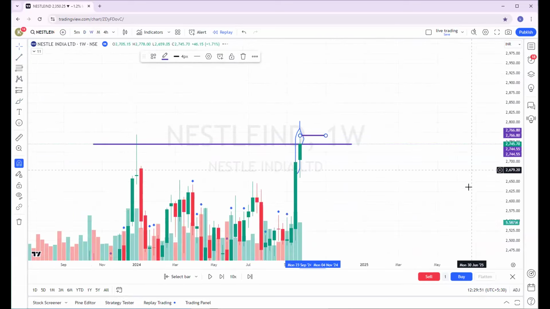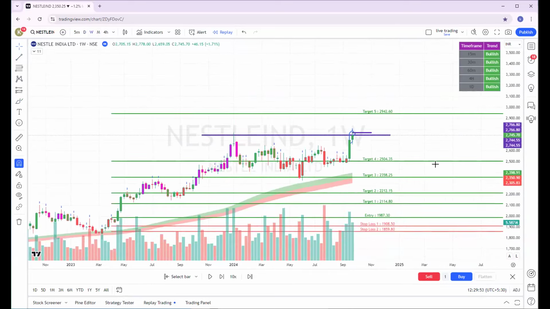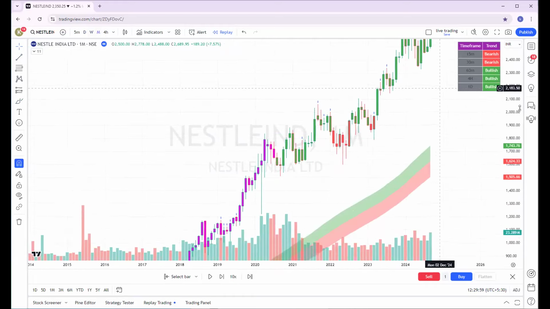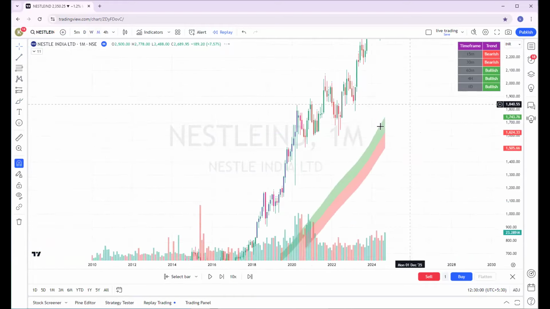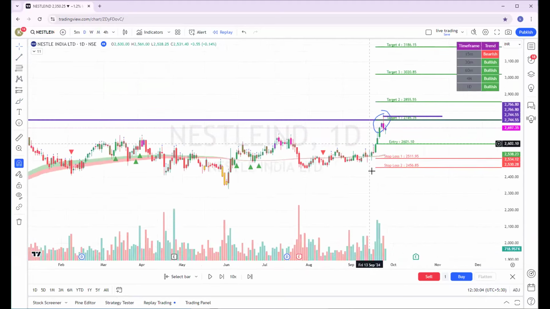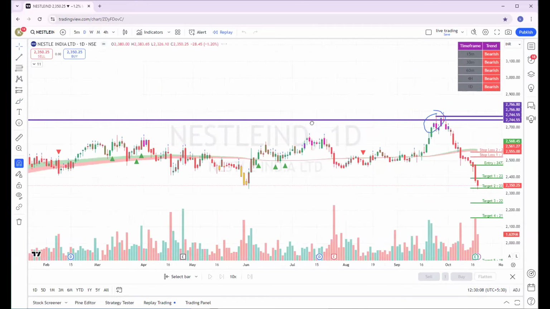Weekly, let's see. Weekly is obviously positive considering the chart pattern. Monthly, it's not yet formed. It's fine. So here, now what happened with this? You see, it did not sustain above the reference candle, it went down. So you have to save yourself.